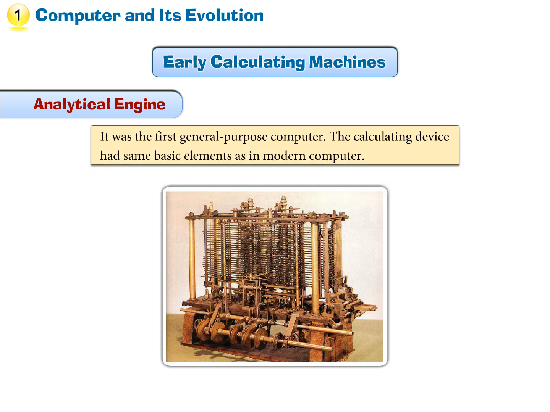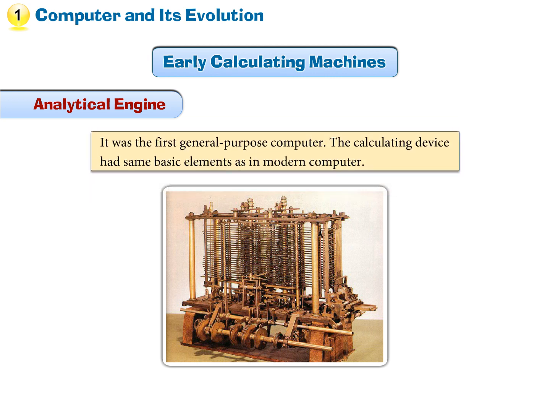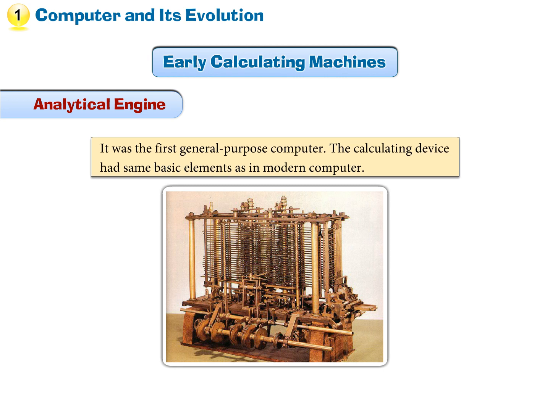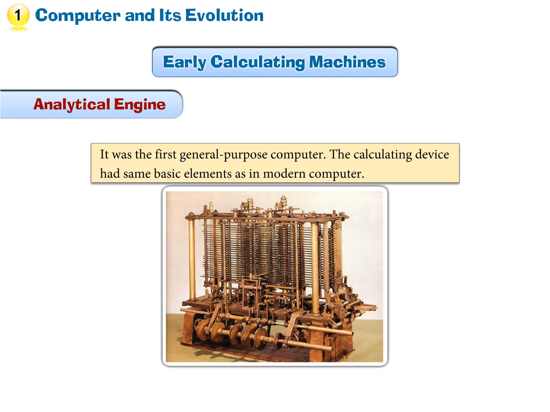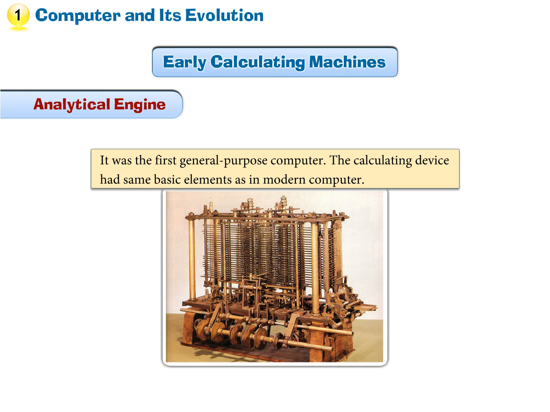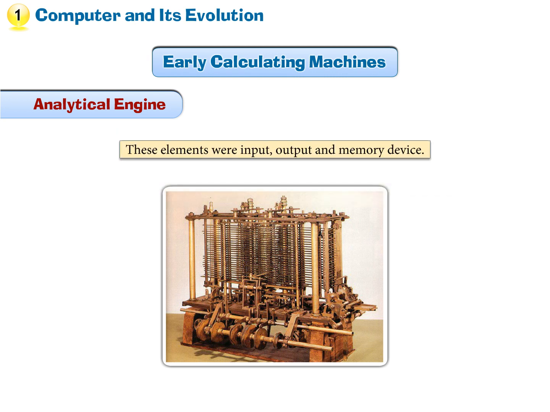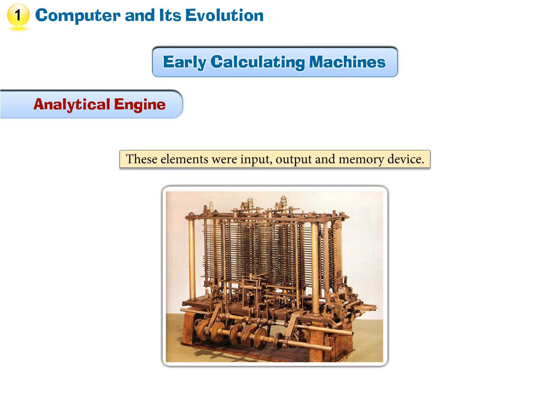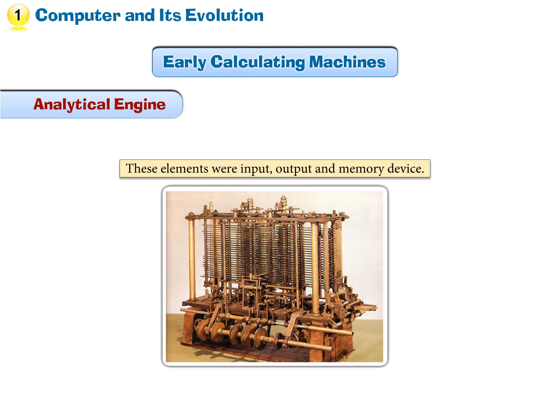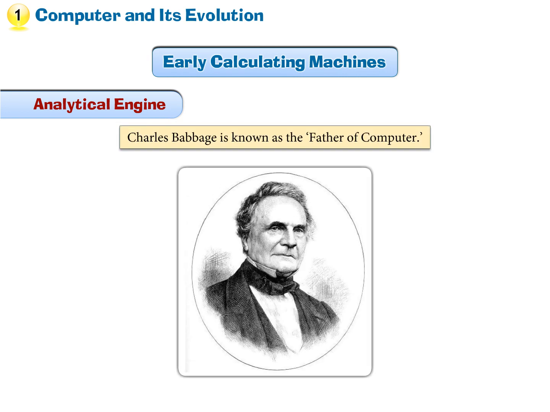Analytical engine. Analytical engine is a better version of difference engine and was designed by Charles Babbage in 1837. It was the first general-purpose computer. The calculating device had some basic elements as in modern computers. These elements were input, output, and memory device. Charles Babbage is known as the father of computer.